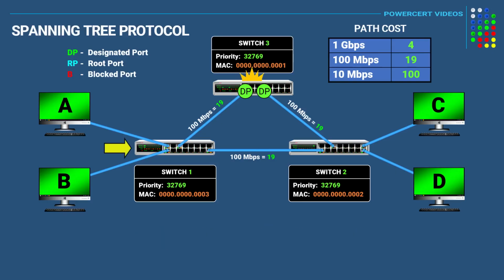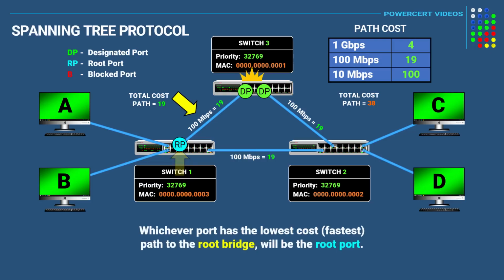So starting with switch 1, it has two paths to the root bridge. This one here, or this longer one here. So this path here has a cost of 19. But this path here has a cost of 19 plus another 19, which equals 38. So since this path here has a lower cost, this port on this switch will be the root port.